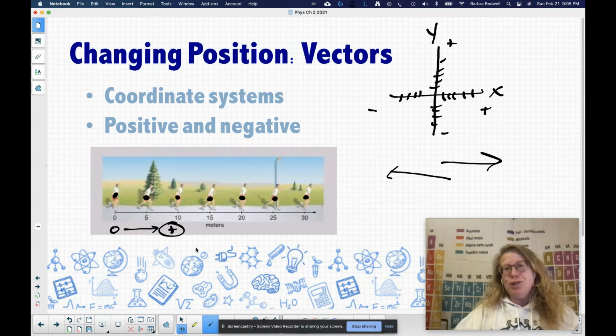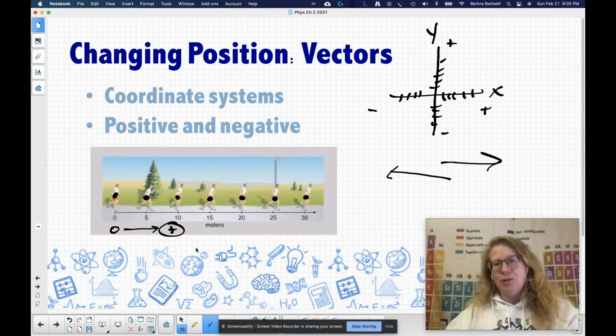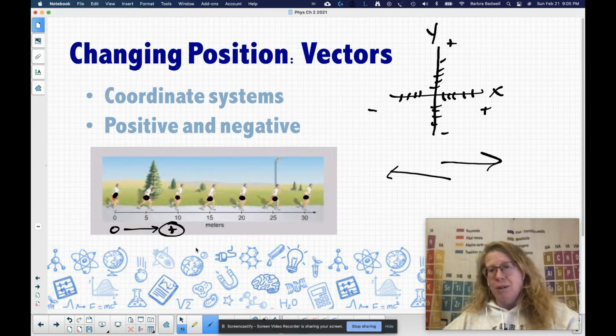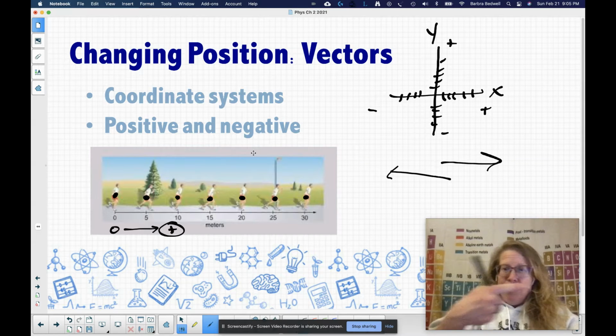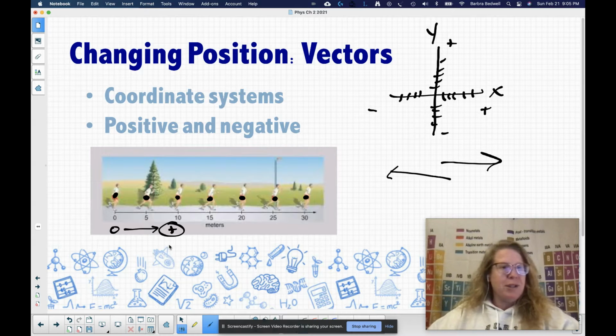But we could also say that that's actually the negative direction. Maybe this guy's running back home. Maybe he'd already gone 30 meters that way, right? And now he's running back 30 meters the other direction.